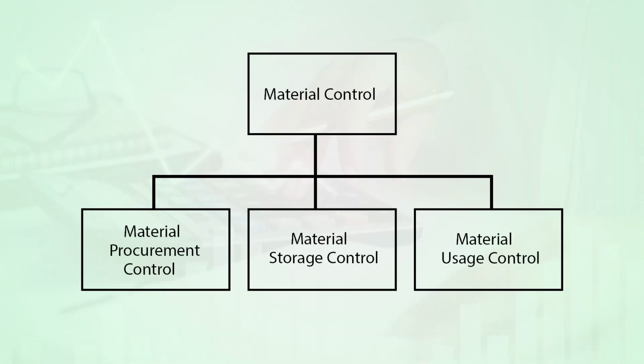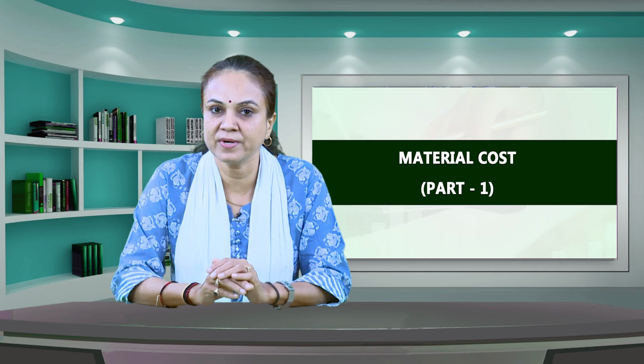In this module, 3 important aspects of material control management are covered, that is number 1, purchase of material, number 2, material storage, and number 3, materials issues. So, material control is broadly divided into 3 categories: material procurement control, material storage control, and material usage control. In this context, we will discuss purchase of material, objectives of purchase of material, functions of purchase department, centralized versus decentralized purchase, purchase procedure, storage of material, material issue procedure.